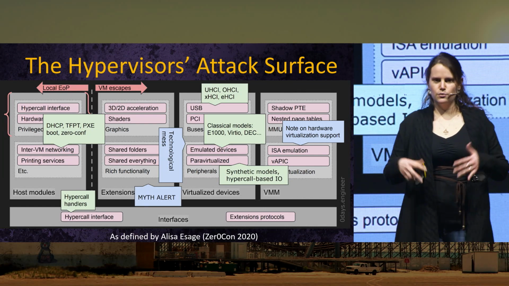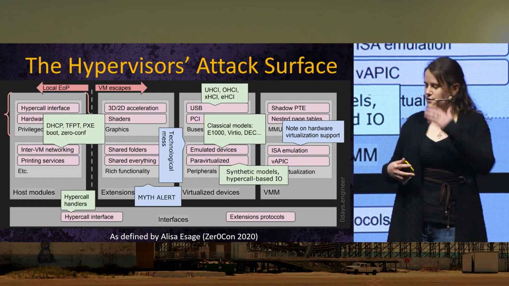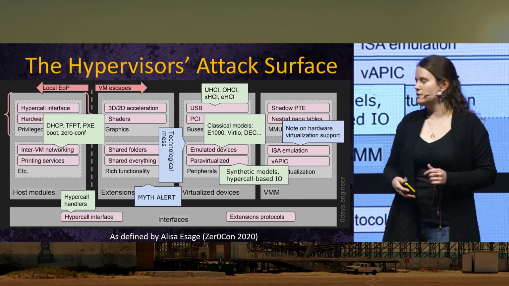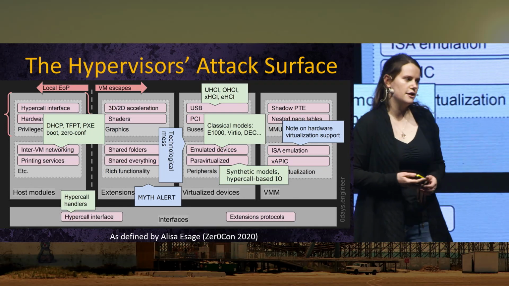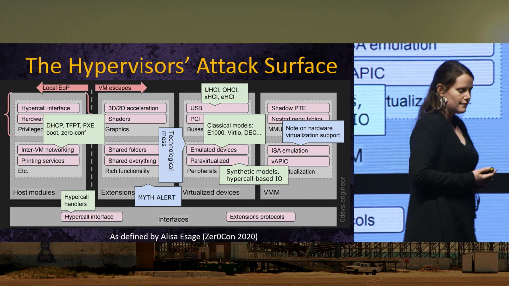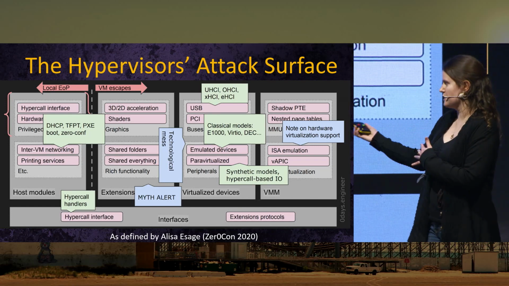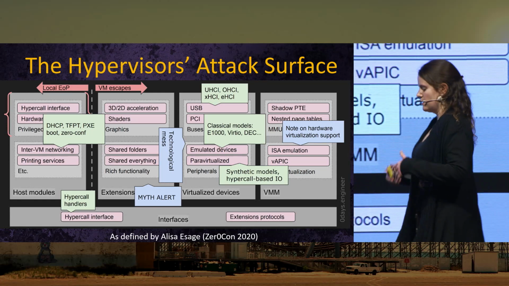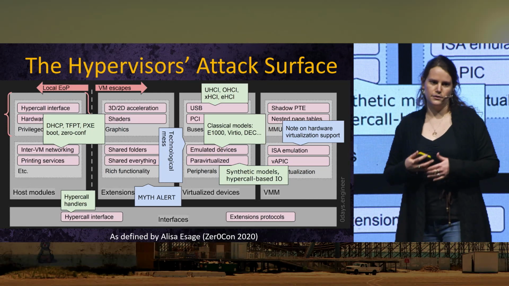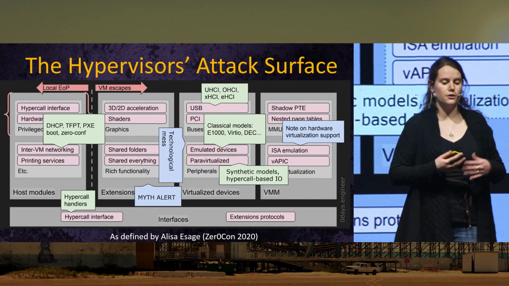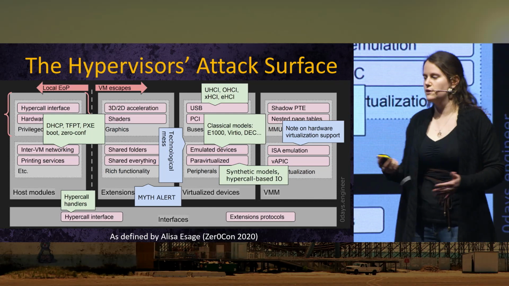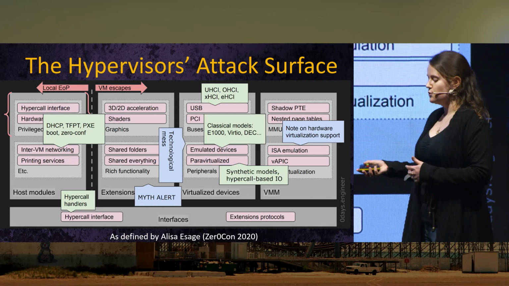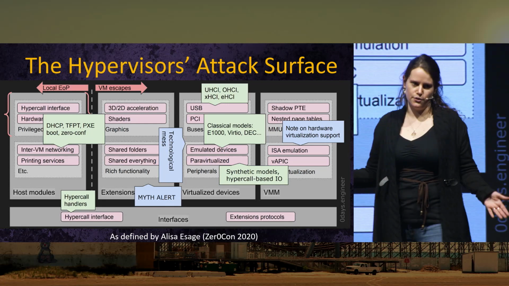So let's zoom out. The attack surface on hypervisors is pretty large, and this is a slide I've taken from Alissa Essage at Zerocon 2020, because I think it self-explains everything that was added. So let's go back to what I was saying. A hypervisor is some software that is added directly on hardware, which means lots of software added and lots of things to deal with. So also very complex code and large attack surface.